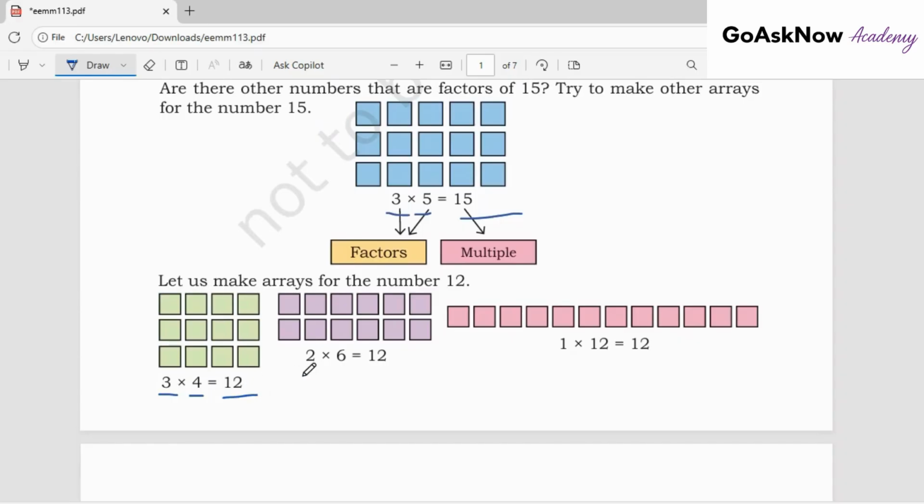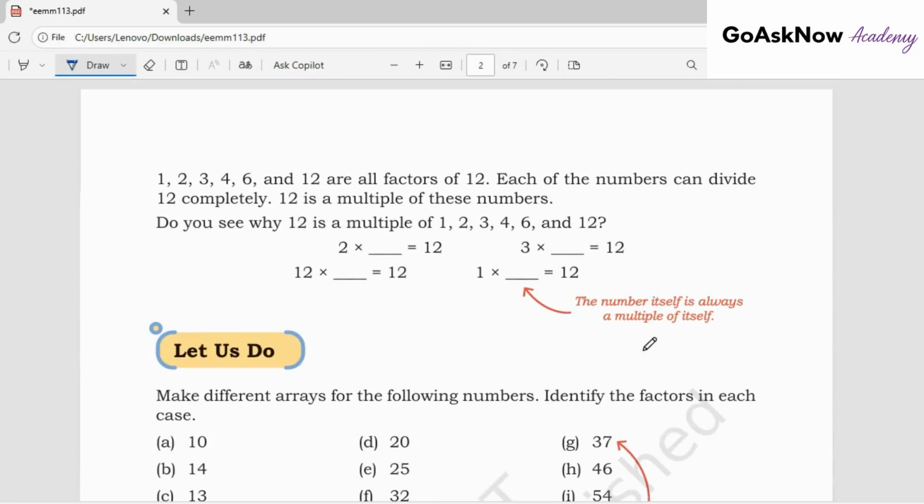It is a multiple. 2 and 6 are factors; 2 into 6 is equal to 12. And 1 and 12 are factors; 1 into 12 is 12, a multiple. Now 1, 2, 3, 4, 6, 12 are the factors of 12. Each of these numbers can divide 12 completely. 12 is the multiple of these numbers.